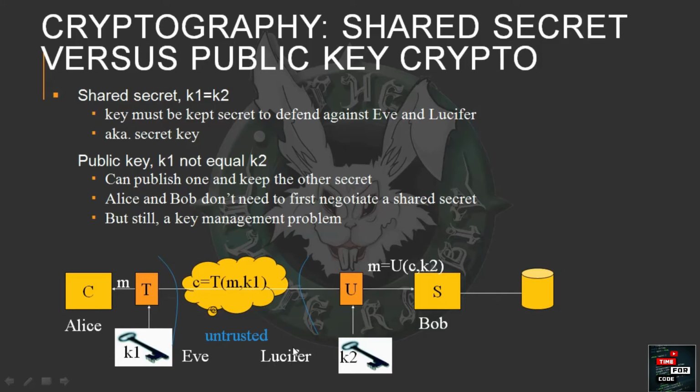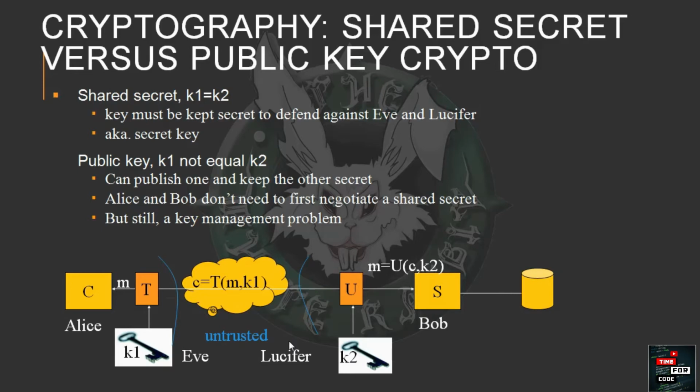So the function U needs to take the key K2. It's easy to see why with shared secret cryptography you share this common secret, so the two keys are the same, and then in a sense U is just reversing what T did. On the other side you get back M.